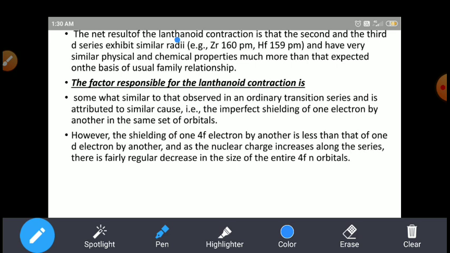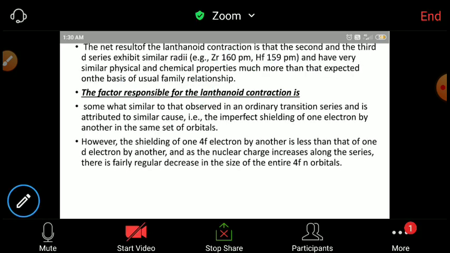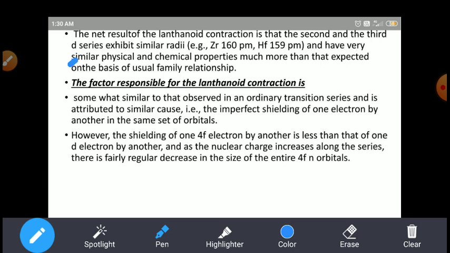So lanthanide contraction is that the second and the third d series exhibit similar radii. Zirconium and hafnium have more or less the similar radius. When you compare zirconium to hafnium, they have a similar radius, and also exhibit similar physical and chemical properties.